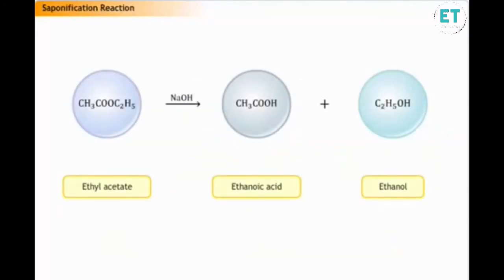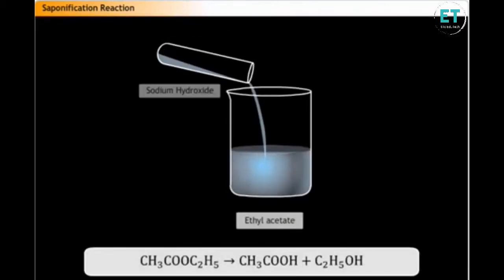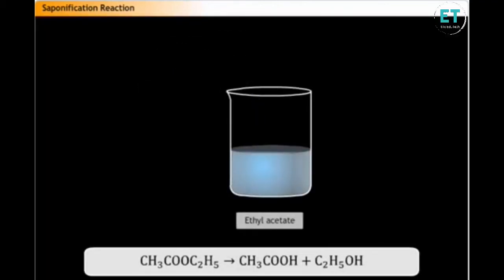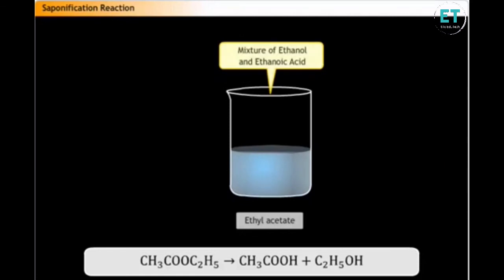Esters react in the presence of an acid or a base to give back the alcohol and carboxylic acid. This reaction is known as saponification. Thus, ethyl acetate, produced in an esterification reaction, gives back ethanol and ethanoic acid in the presence of an alkali like sodium hydroxide. Saponification reaction is used in the preparation of soaps. Soaps are prepared by the hydrolysis of a fatty acid ester with sodium or potassium hydroxide.